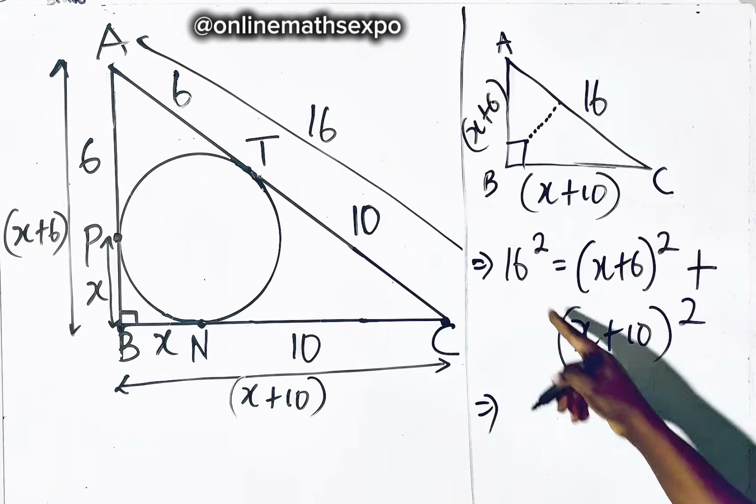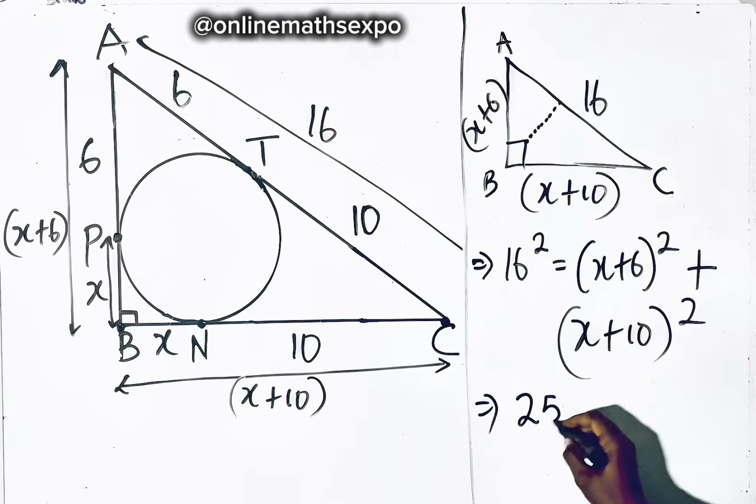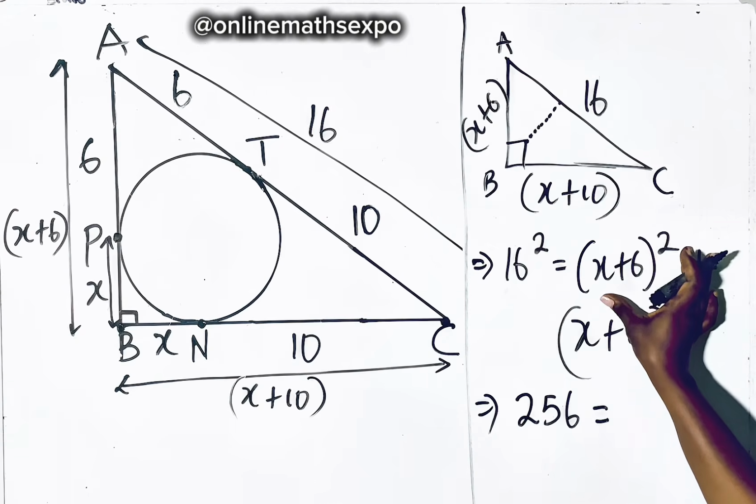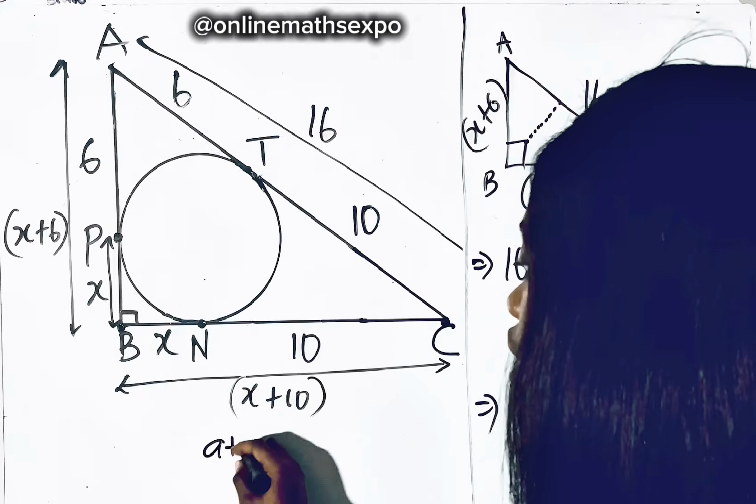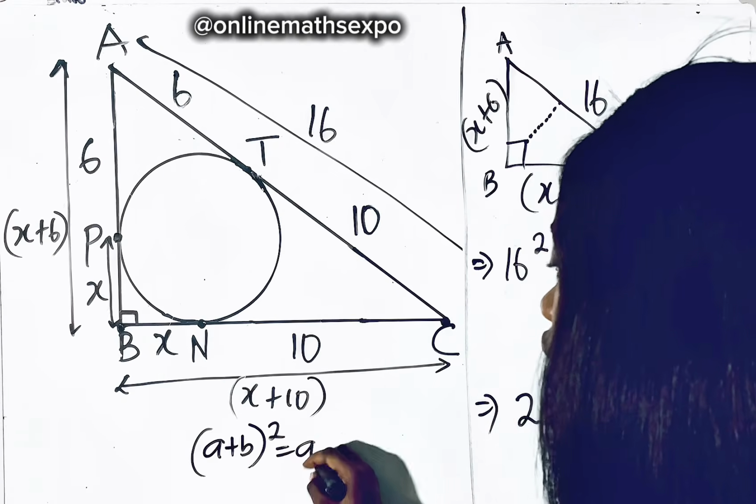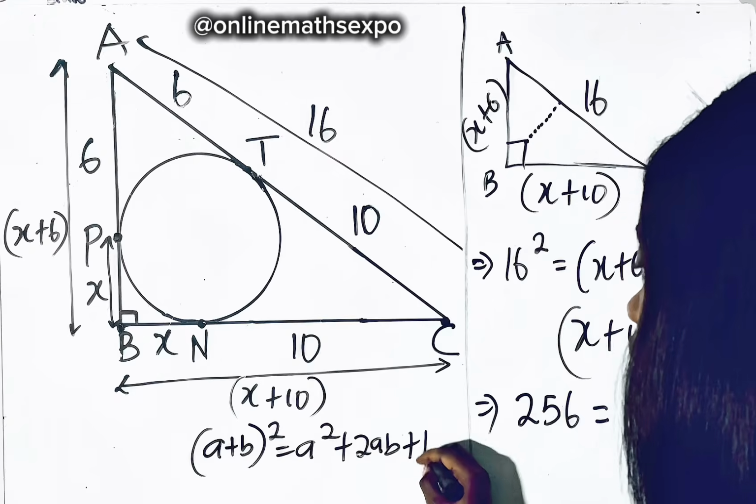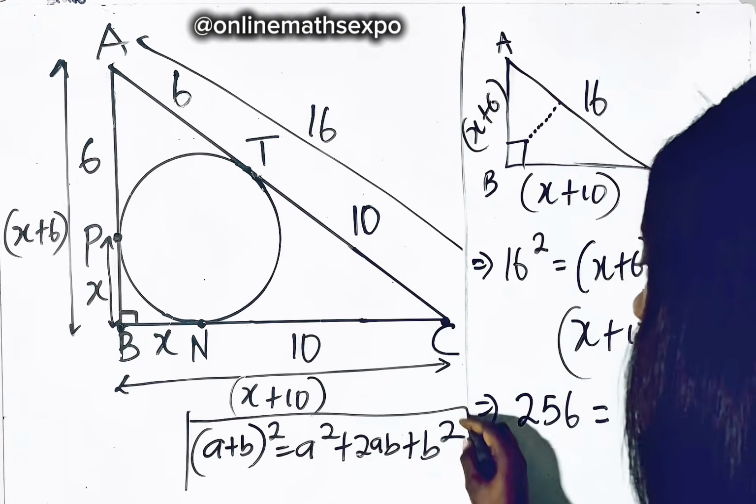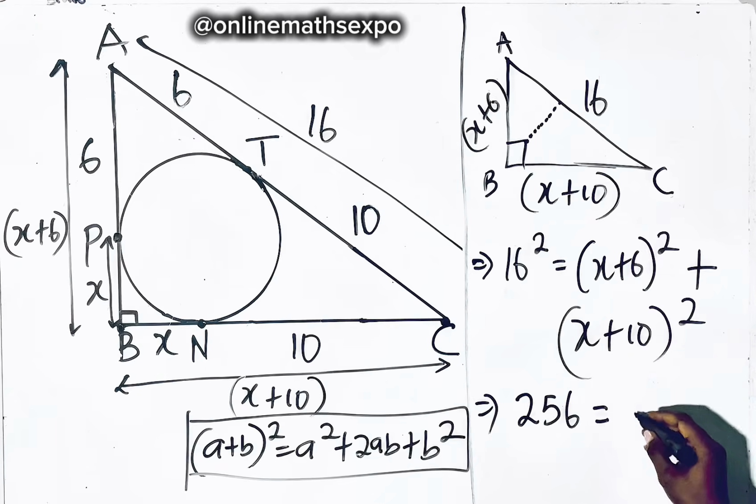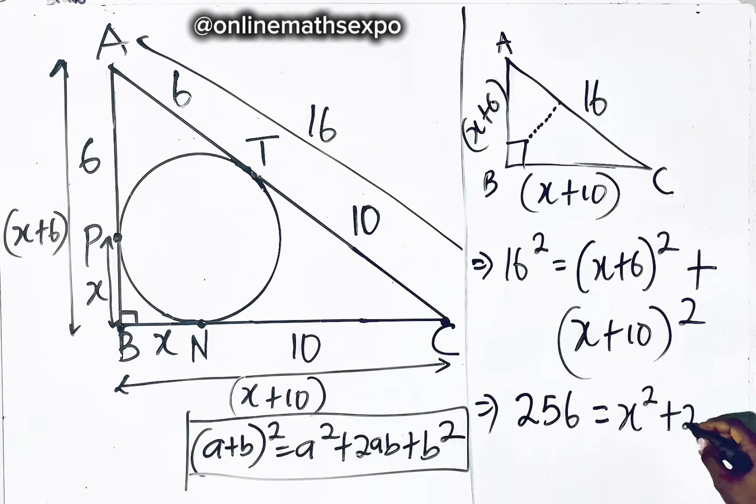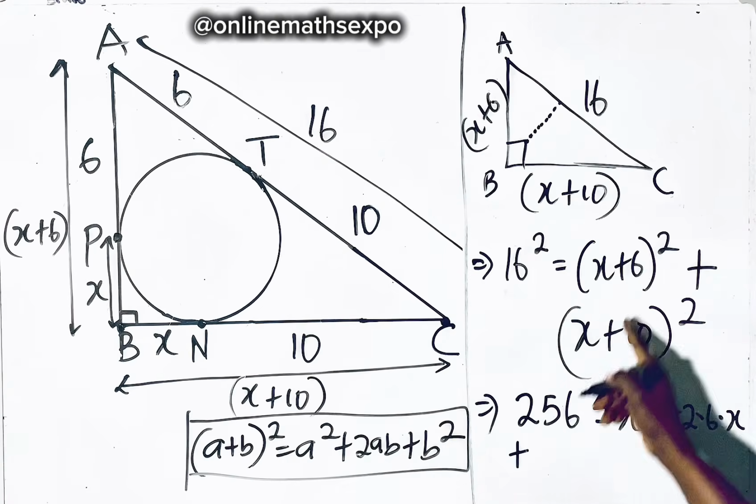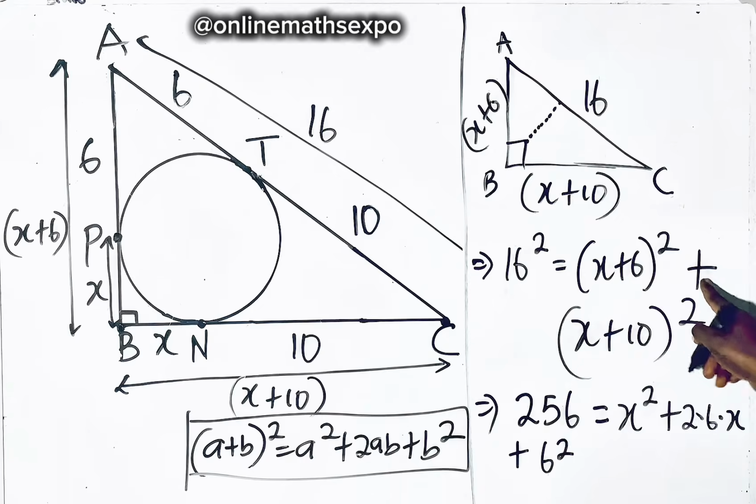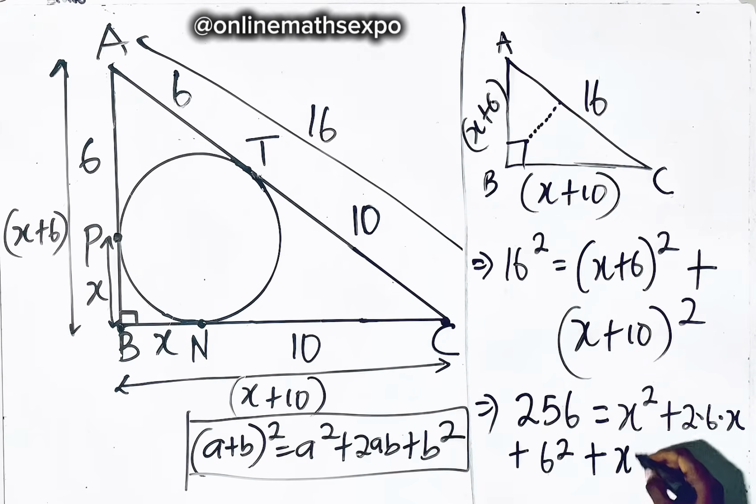We simplify. 16 squared will give us 256 is equal to, expand this. Just remember that for every (a plus b) all squared is a squared plus 2ab plus b squared. Now, we are going to apply this identity on this, and that gives us x squared plus 2 times 6 times x, then plus 6 squared, then bring down your addition sign. For this, we have x squared plus 2 times x times 10, then plus 10 squared.